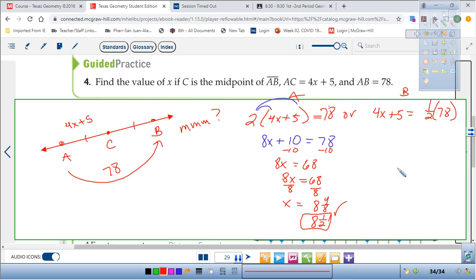Y'all okay with that one? So what did we find out here? We found that X is equal to that. They're saying find the value of X. Oh, okay, so we're done. We actually did that. 8.5. Going once, going twice. How do y'all feel about that one?